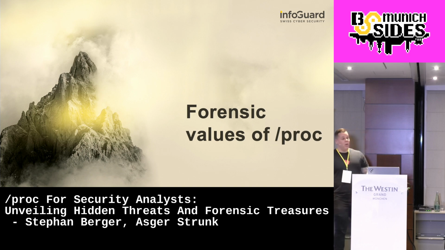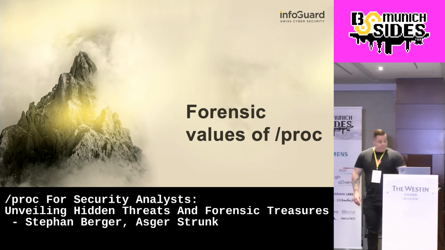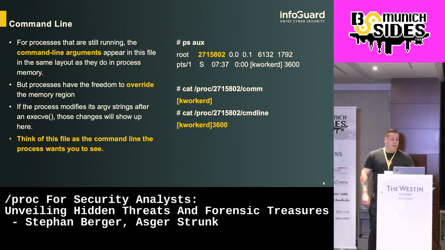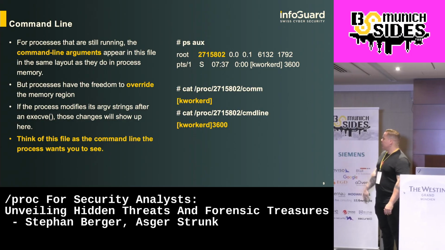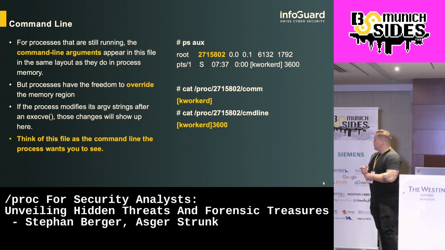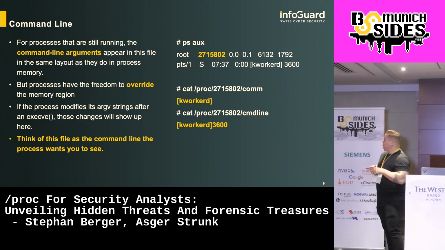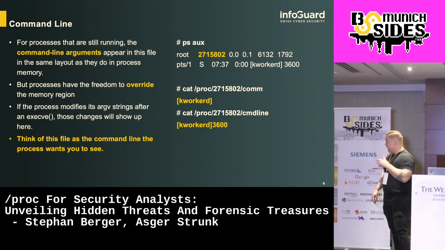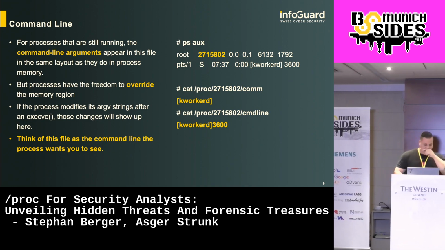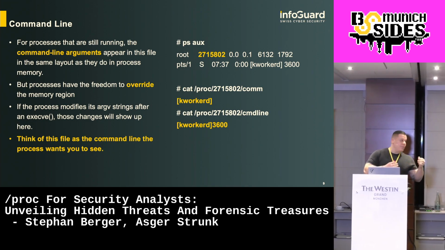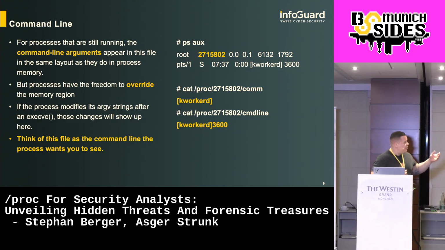So, the forensic values of proc itself. Let's say that you have a running process, ps aux, just listing a random process, kworkd. You will actually be able to go into the proc folder for that specific process ID and see the command line which is being run, or at least how it's being shown to you. Again, those things can be changed, but that's at least a place to start.